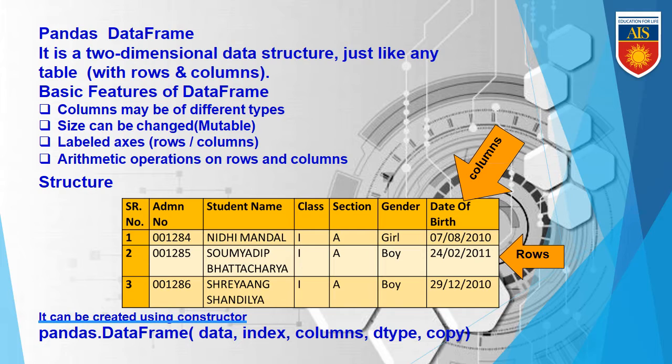Now we can see the structure of a data frame, where we can follow the column. Columns are basically a vertical arrangement of cells. Rows are actually a horizontal arrangement of cells. So this way we can get rows and columns. It can be created using a constructor also. That means this two-dimensional data structure we can create with the constructor. In that case we need to apply the command pandas dot DataFrame, then within brackets we need to mention data, index, columns, then dtype, and we need to apply copy.